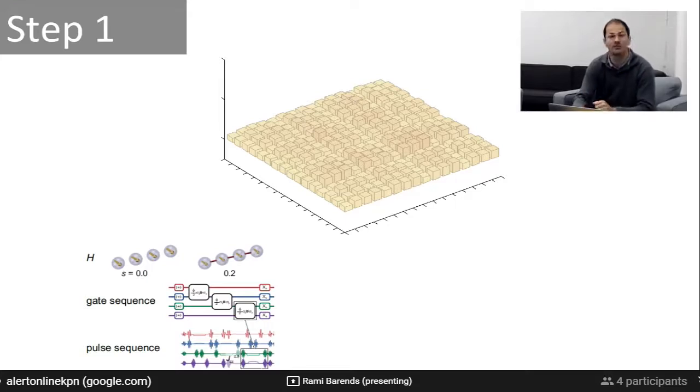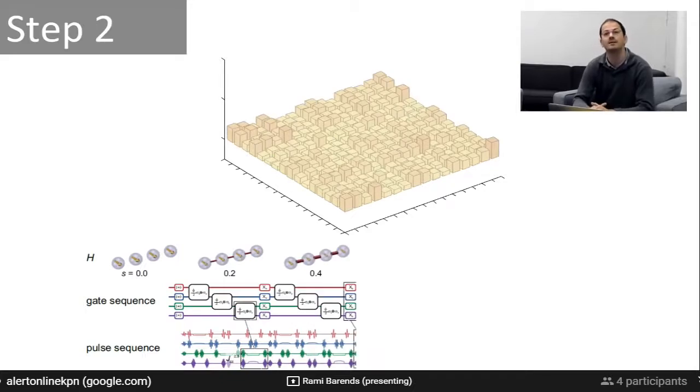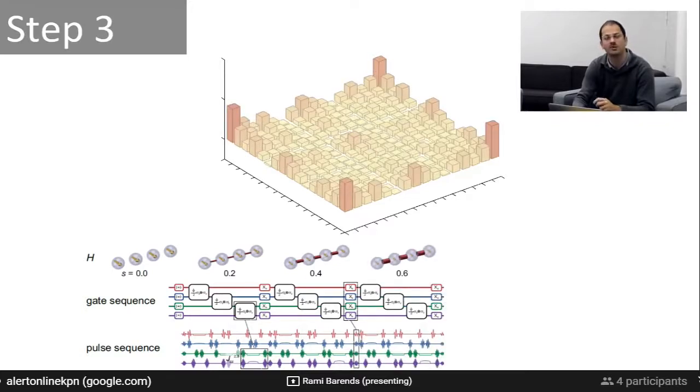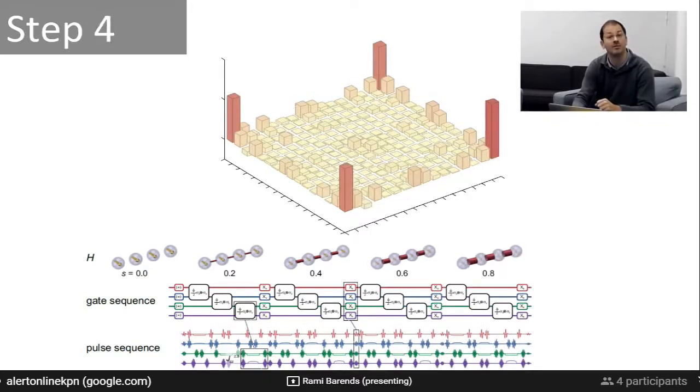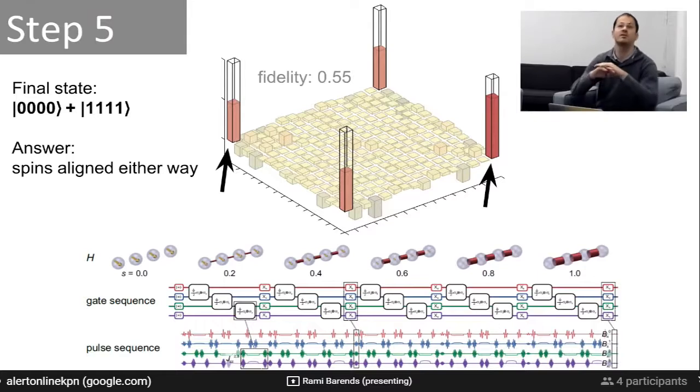You can start to see, after step one and step two, in the density matrix that the populations and the coherences in that state space start to slosh around, but it's not yet clear what happens. We're only halfway. And after step three, four, and finally five, you can really see that the middle starts to become emptied out, and you see 4 bars on the corners grow. So the system found the final state of 0000 plus 1111.